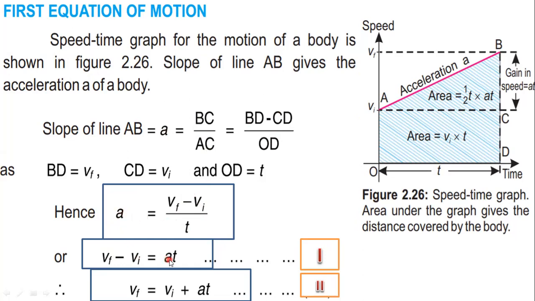Are you getting this? And you should also note this one because this is very important. So vf minus vi from here is equal to at. And this is our equation number 1. And from here, we are moving vi to the other side of the equation. So we will get vf is equal to vi plus at. This is the first equation of motion. This is the proof of the first equation.